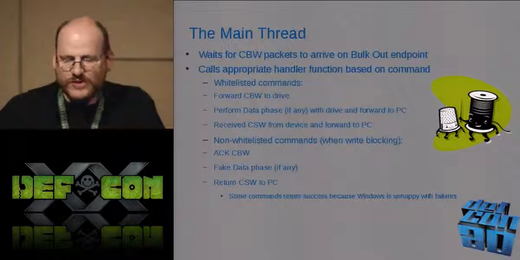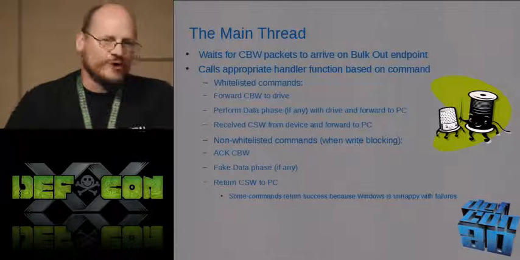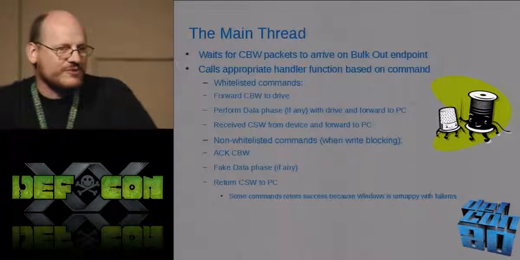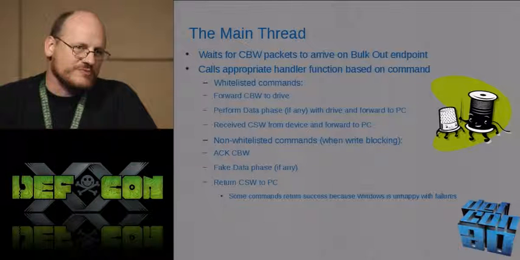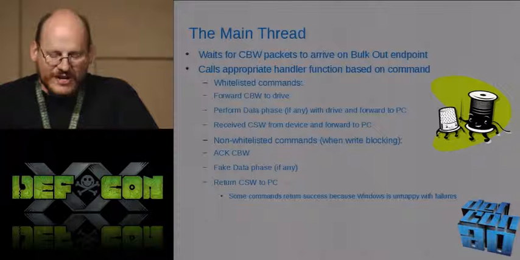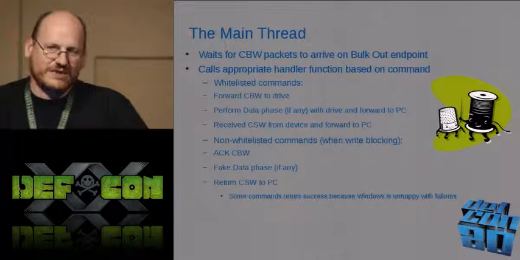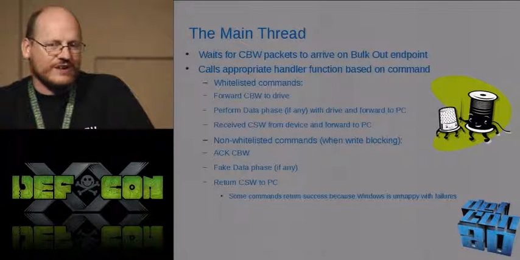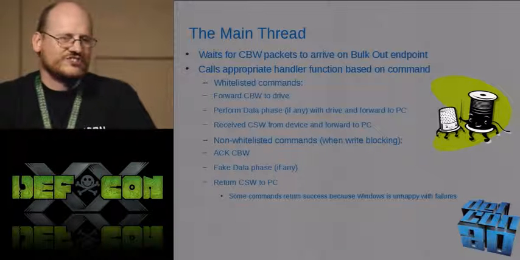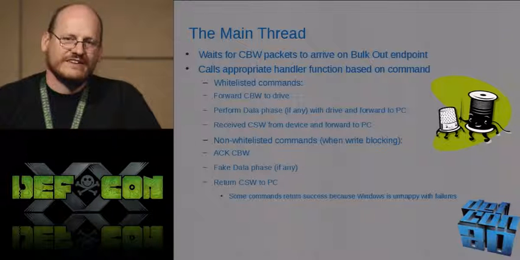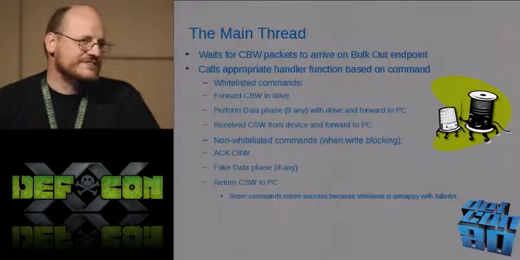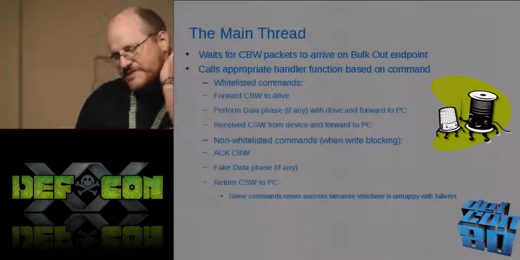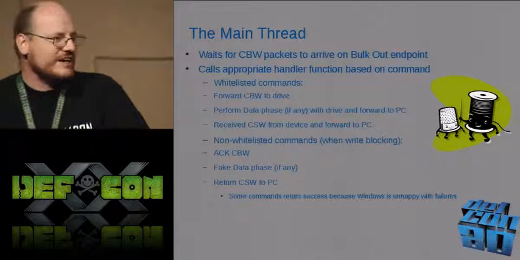All right. So the main thread sits around, waits for packets to come in. If it's a whitelisted command, it forwards it on. It forwards on things like command block wrappers, performs the data transport phase, does a little man-in-the-middle action, and does the CSW passing. All right. If you're write blocking, if there are non-whitelisted commands, it just says, hey, yeah, I got your command. And then it does any sort of data transport phase. And then it says, you're good. It worked.